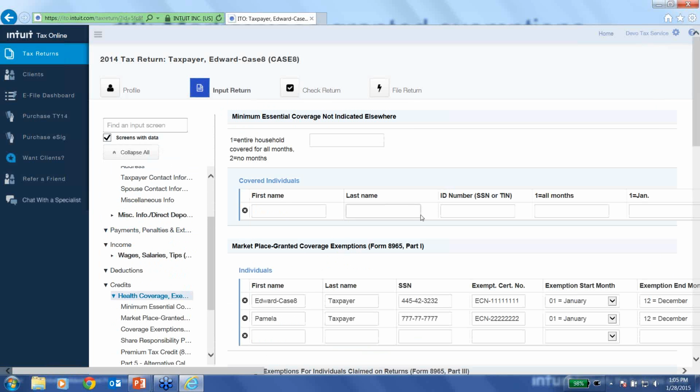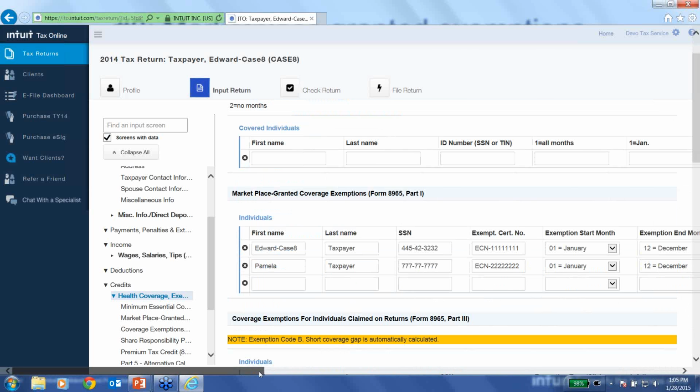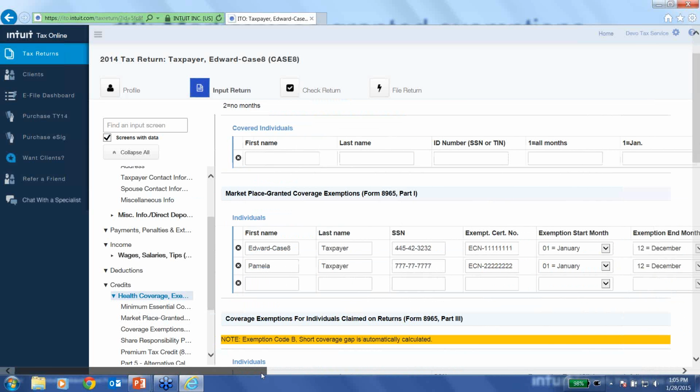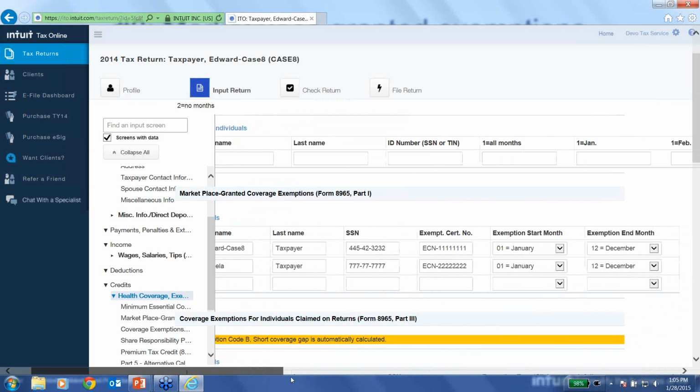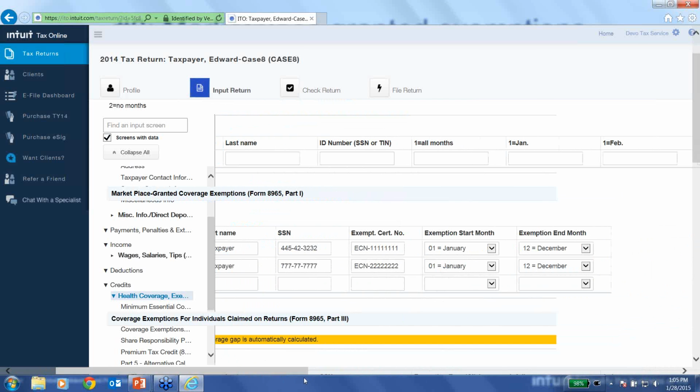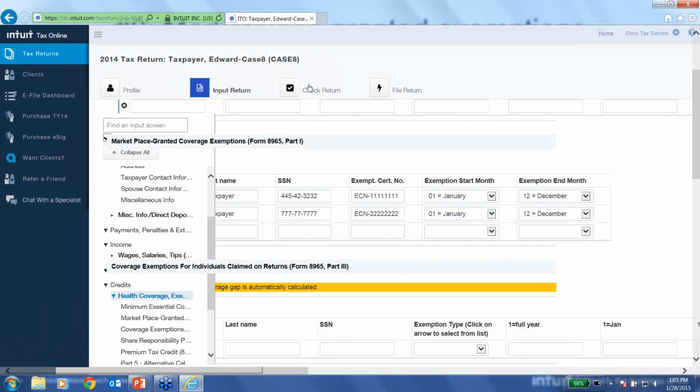We're going to go to this first miscellaneous ACA screen. And at the top here, we're going to say Edward and Pamela are claiming exemptions for the full year. And they're going to punch in their exemption certificate number that they would have gotten from the marketplace.